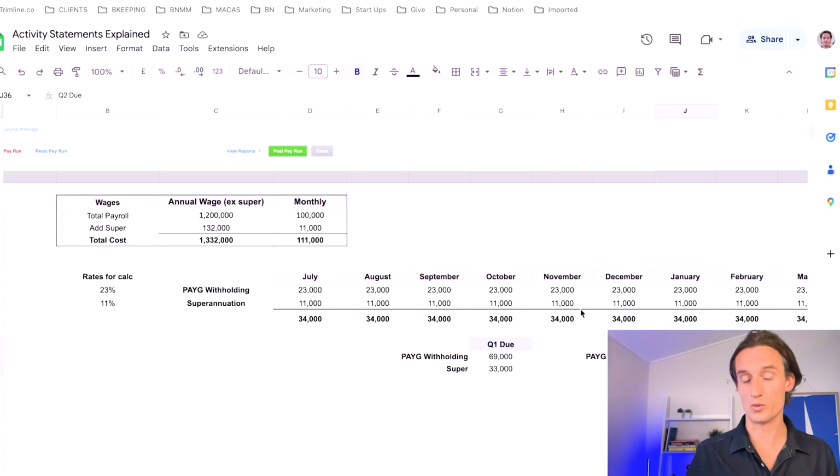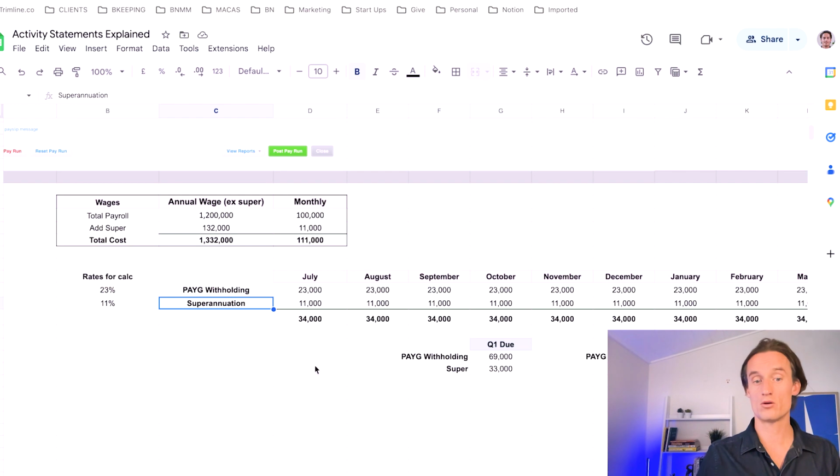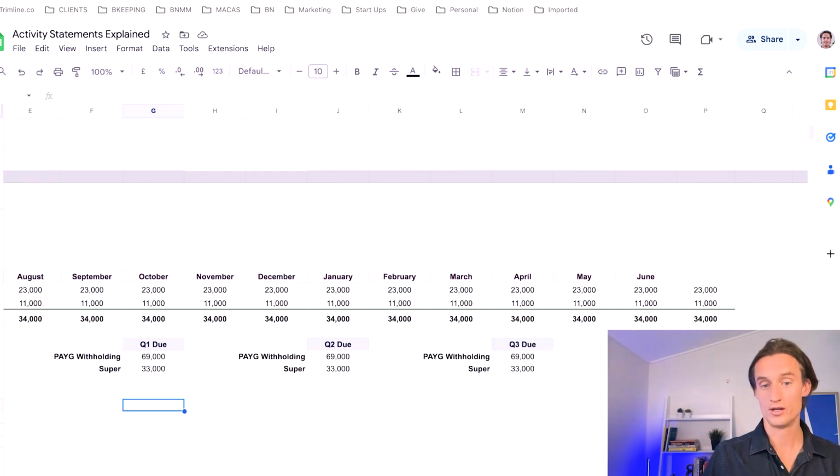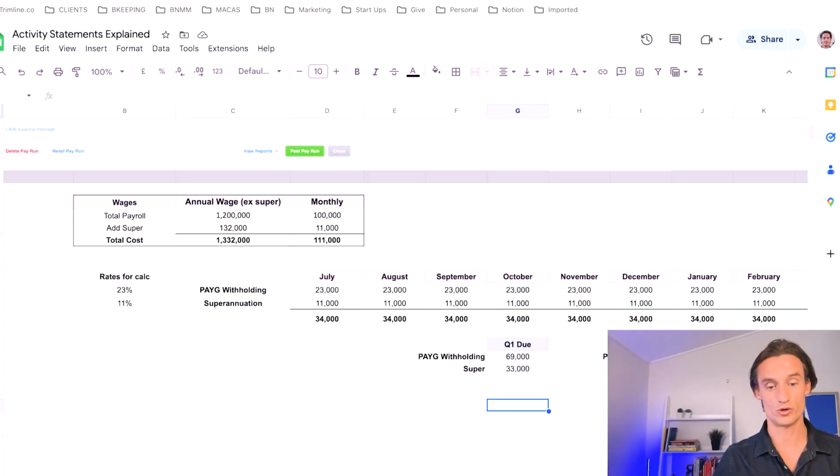So these are 2 really big ones, the withholding on your team members' payroll and obviously your super as well. And you can see that just happens like clockwork each quarter. It builds up, and as you grow and you get a bigger labor bill, these numbers get bigger. And if you don't have the cash set aside, you get into a cash crunch. So that's where it's really important to understand this stuff.